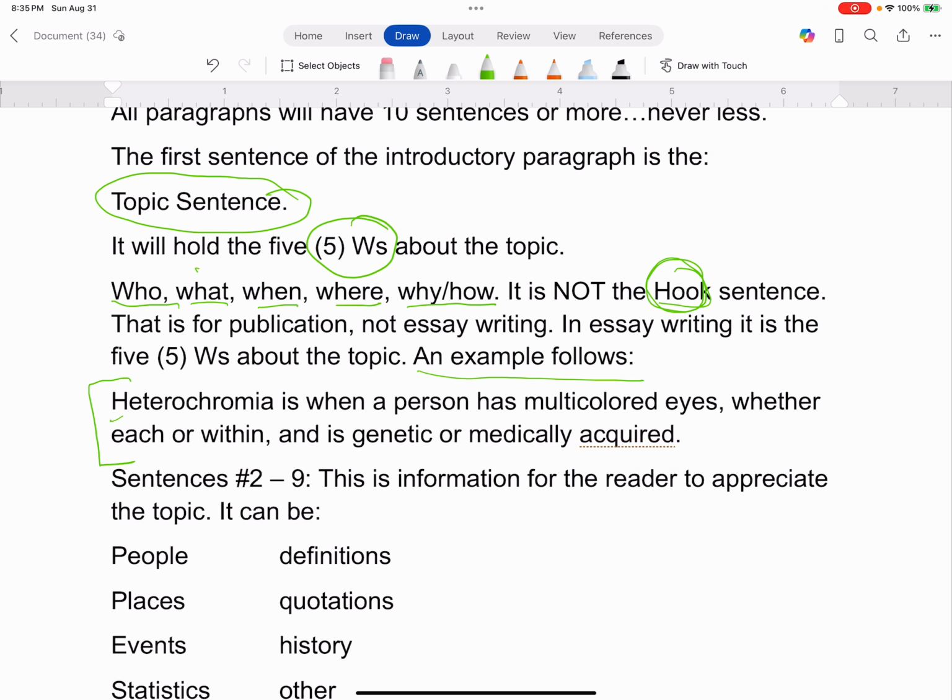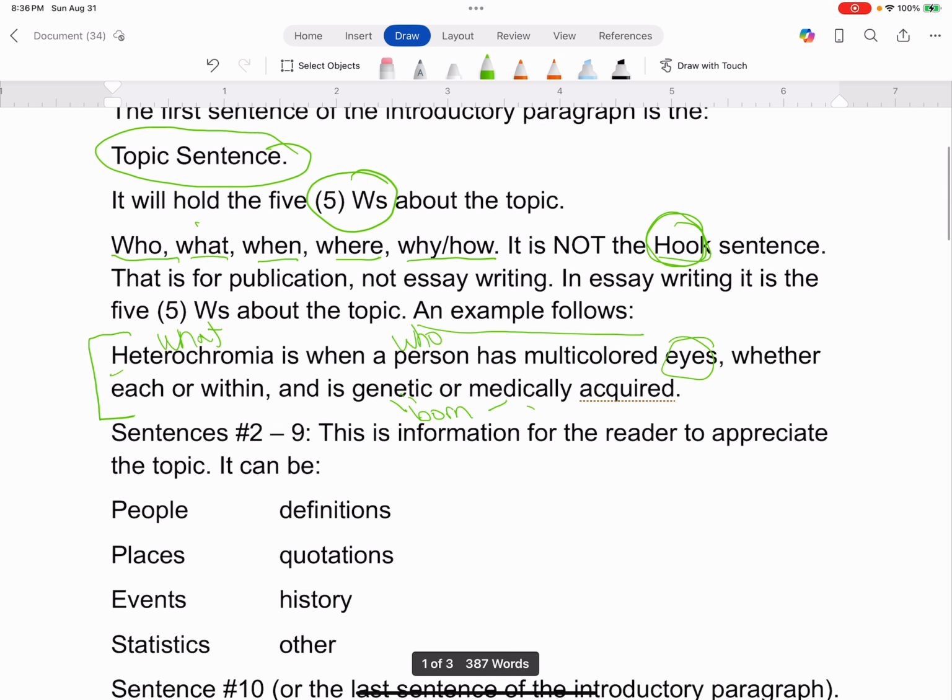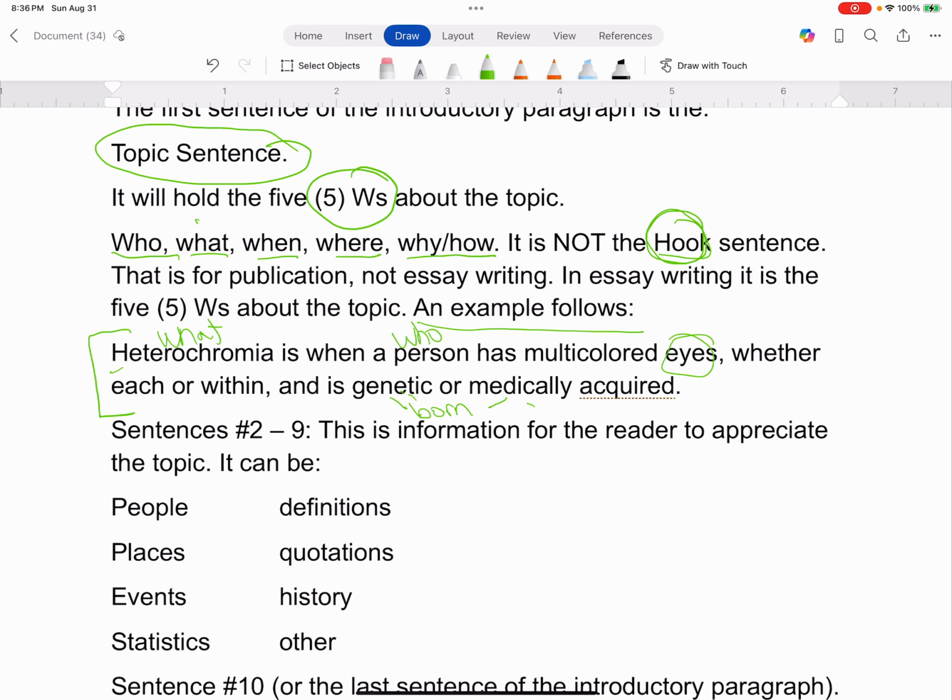So let's find it. What is it? Heterochromia. Who is it? A person. When? Genetics, so it's when they're born, or medically acquired. Where? It's in their eyes. Why and how? It is genetic or medically acquired. That can both be the same thing. So you have all 5 W's in that sentence. So the professor can read that sentence and say, okay, that's what I assigned them, so they're on topic.